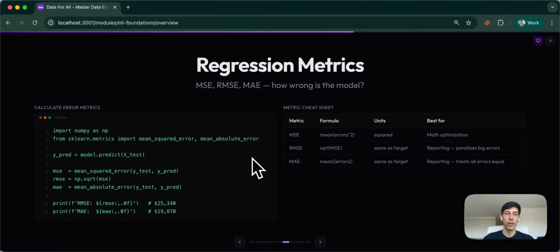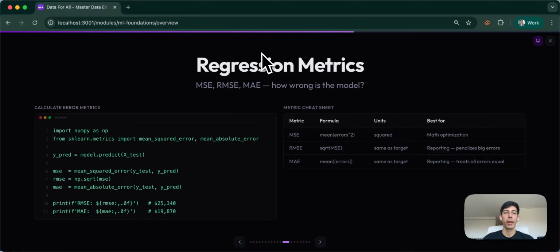Okay, beyond R squared, we have mean squared error, root mean squared error, and mean absolute error. Mean squared error is the average of squared errors. It punishes big mistakes more. RMSE is the square root of MSE, which brings us back to the original units. So in this case, dollars. Okay, so MAE is the average absolute error. It treats all errors equally. If RMSE is much higher than MAE, that means you have some bigger outlier predictions throwing things off.